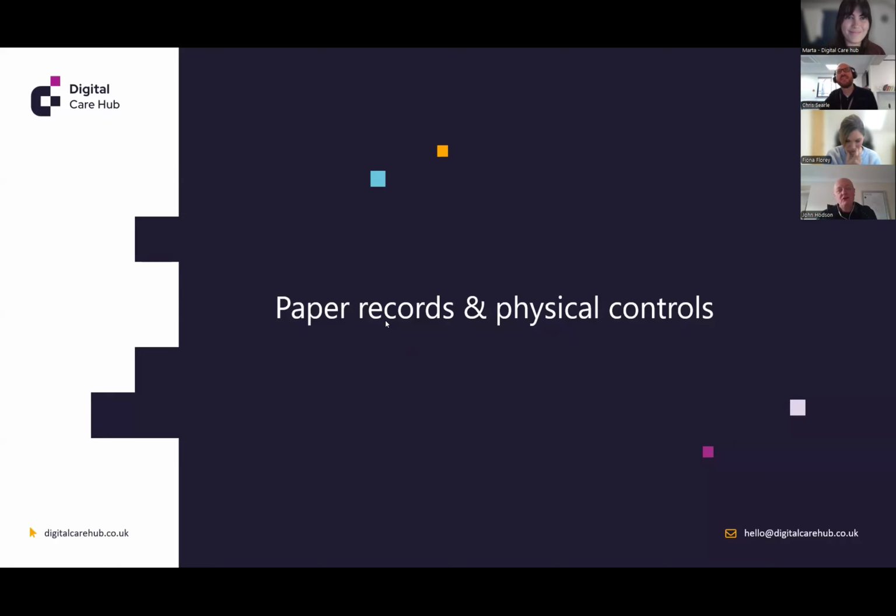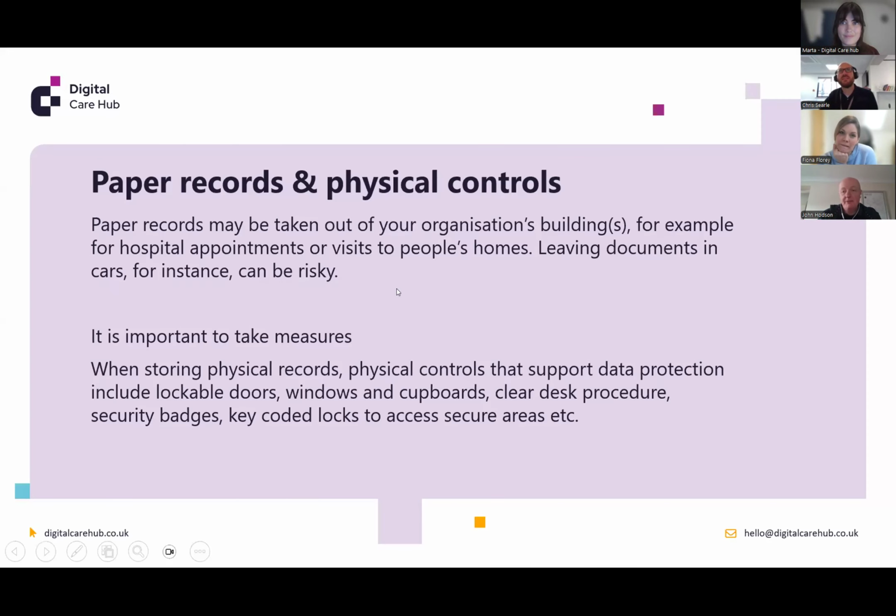So I'll talk you through a few things today. First of all, about paper records and physical control. The toolkit covers not just IT and cyber, it's also about your paper records and physical controls as well. With your paper records, you might well take them out of the building, take them off site, go to people's houses with them, and leave them in cars whilst you go between. That can bring some elements of risk in the management of those paper records. So you just need to make sure that you've thought about that.